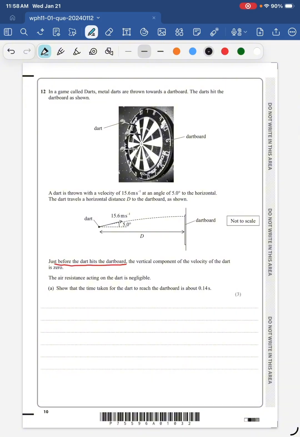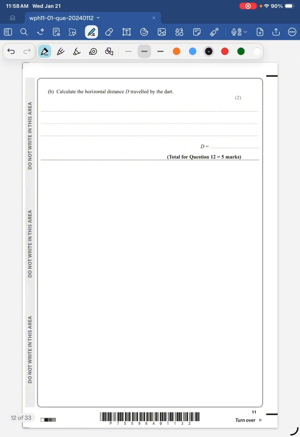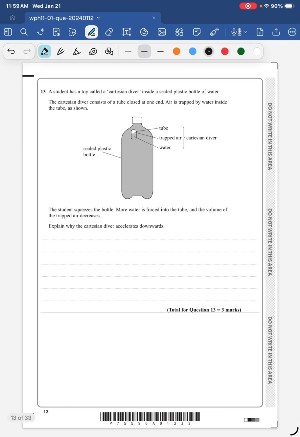Oops, they only asked for the time. Okay, for part A, show that the time taken for the dart to reach the dartboard is about 0.14 seconds. So we did that here. And did they ask for the horizontal distance? Okay, calculate the horizontal distance d traveled by the dart. We did it, so 2.18 meters. I don't know why I got carried away. Anyway, this is the answer. Okay, so let's move on. Question 13.